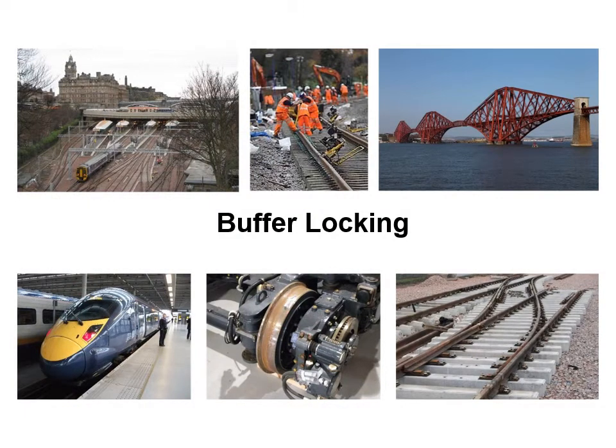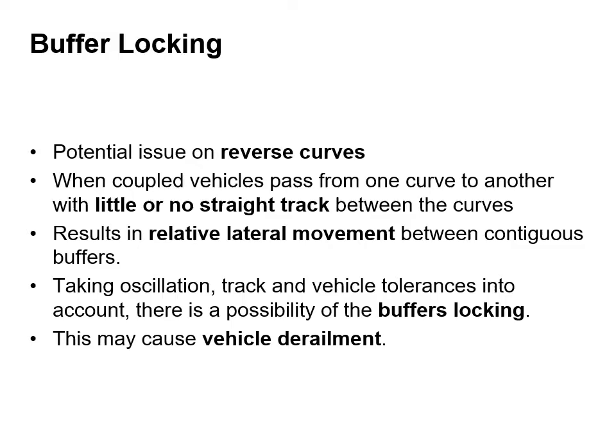So now we're going to look at the subject of buffer locking. So we've got issues with potential buffer locking on reverse curves, and when coupled vehicles pass from one curve to another with little or no straight track between the curves. And this results in relative lateral movements between the contiguous buffers. Taking oscillation, track and vehicle tolerances into account, there is a possibility of the buffers locking, and this may cause a vehicle derailment.